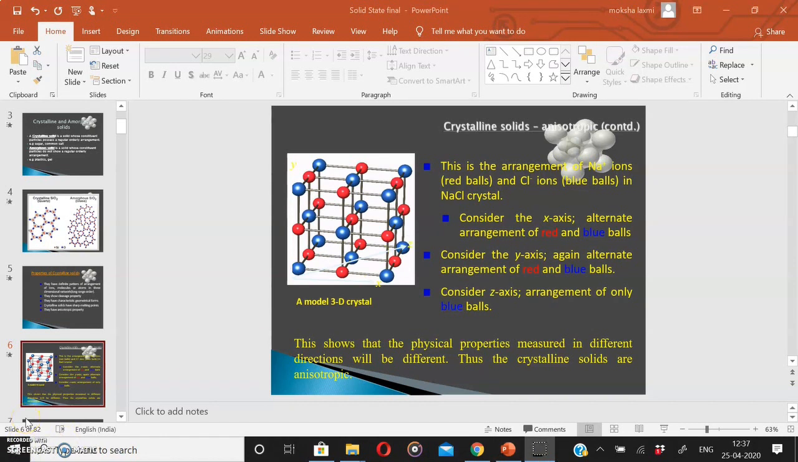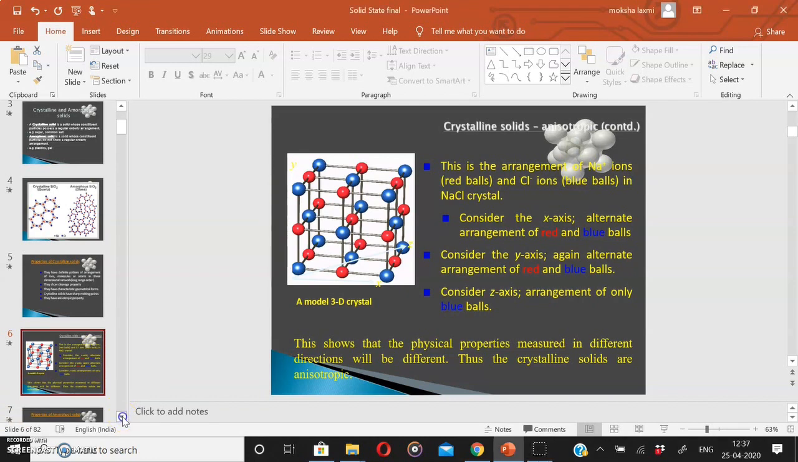So as the arrangement of particles in the z-axis is different from that in the x-axis and y-axis, a particular physical property in a crystalline solid will have different values in different planes, as the particles are arranged differently. This property is said to be anisotropy. So crystalline solids are anisotropic. That is important, and you have to remember this property of crystalline solids.